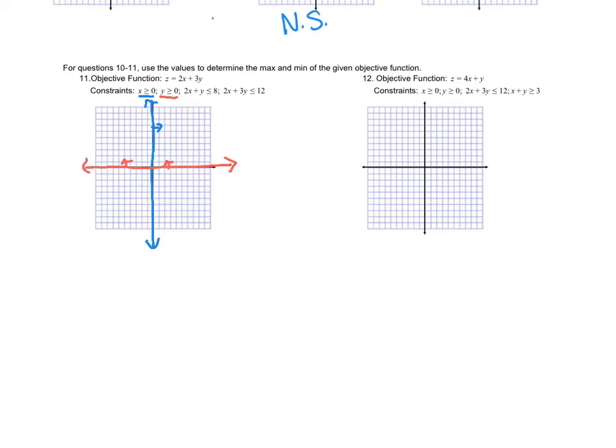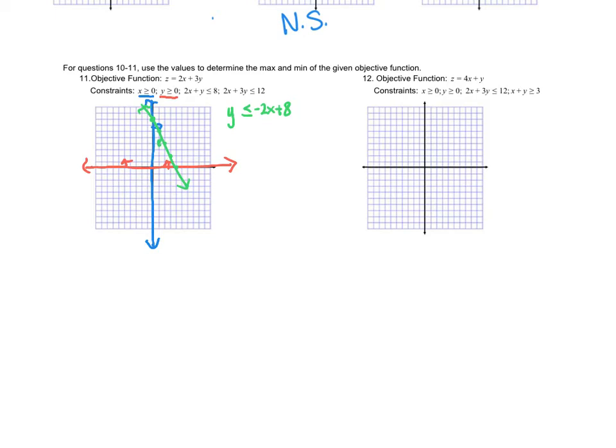Then we have 2x plus y is less than or equal to 8. Let's subtract that 2x, so we get y is less than or equal to negative 2x plus 8. I'm going to start at 8: 1, 2, 3, 4, 5, 6, 7, 8. And I'm going to count down 2 and to the right 1, down 2 and to the right 1, again and again. This is going to be bold, and that's less than.